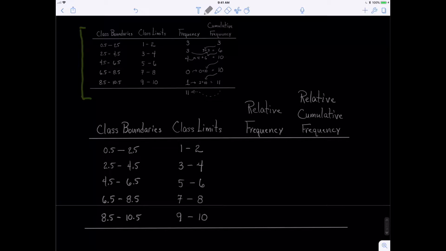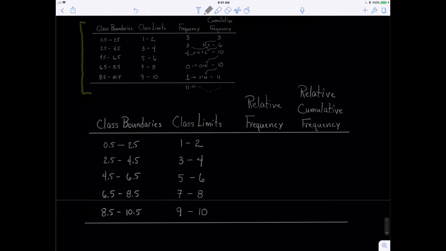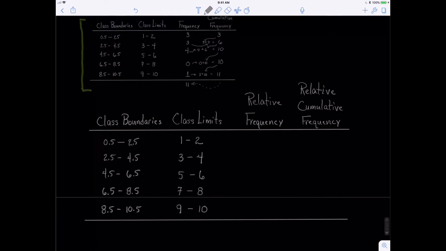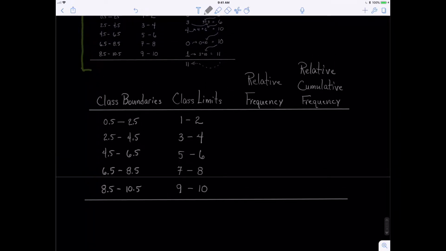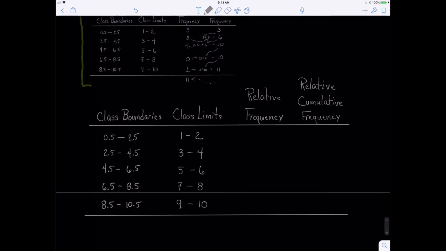What relative means is putting the frequencies into percentages. We're going to write the frequencies as percentages now. So here we go, let's try this. Let's start with the first class, which has a frequency of 3. There's 3 out of 11 values in my first class, so I can write that as 3 divided by 11 times 100%.